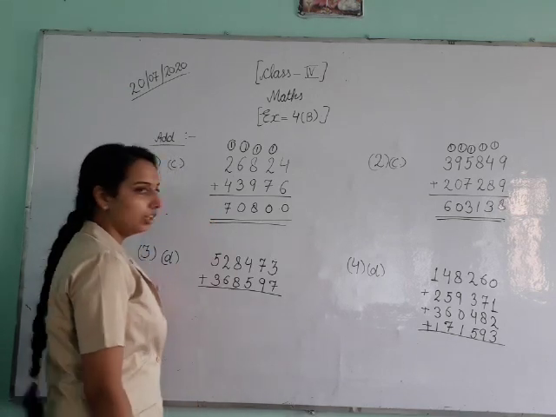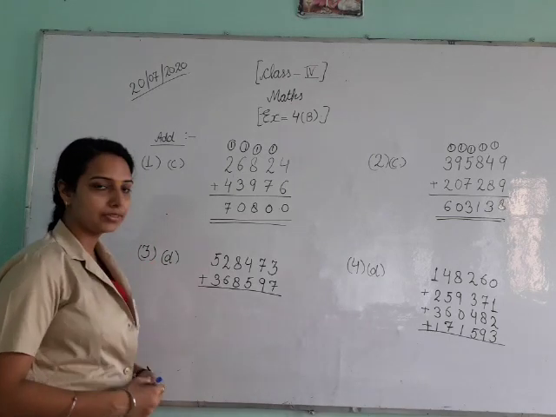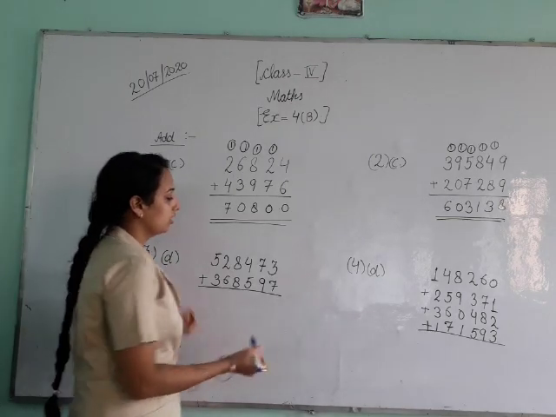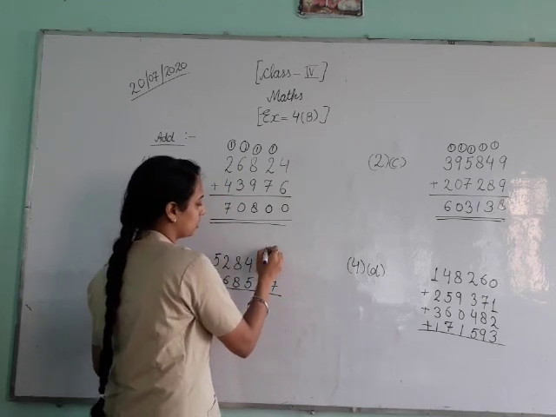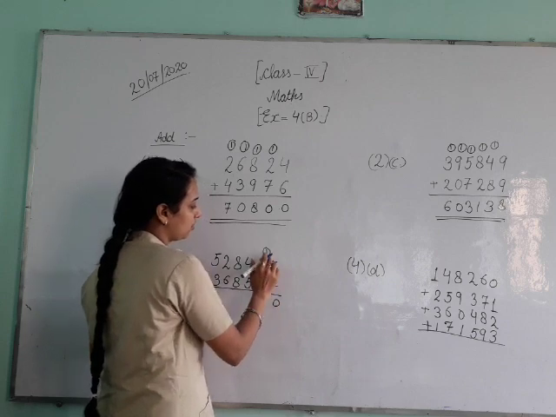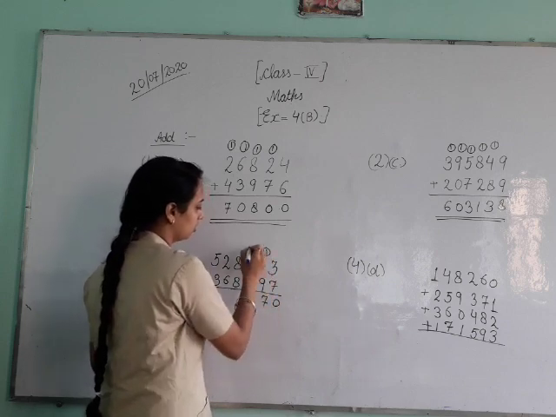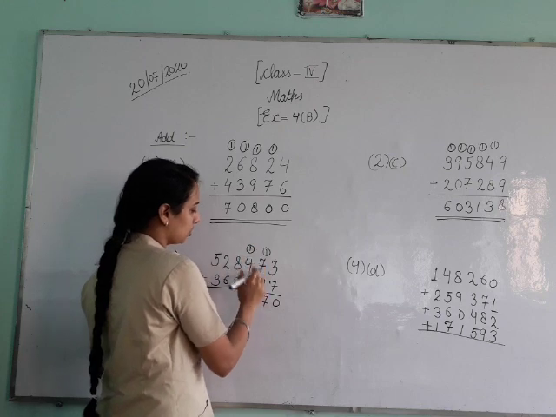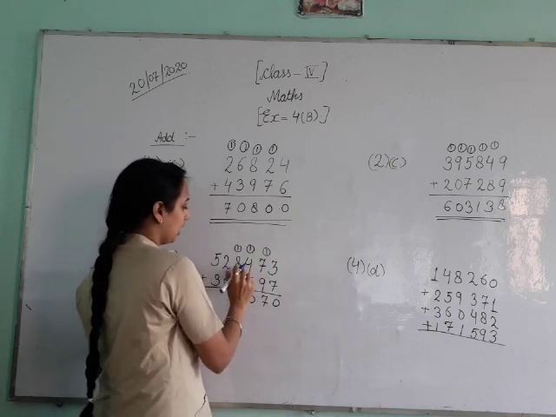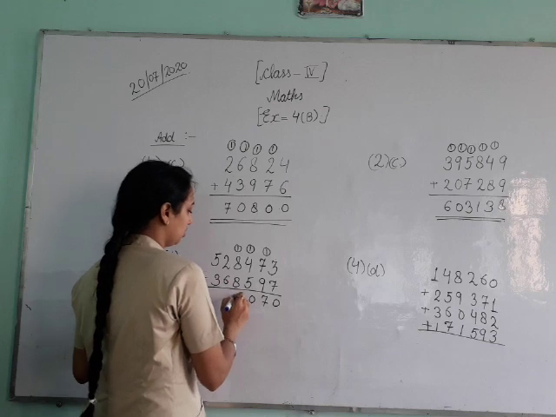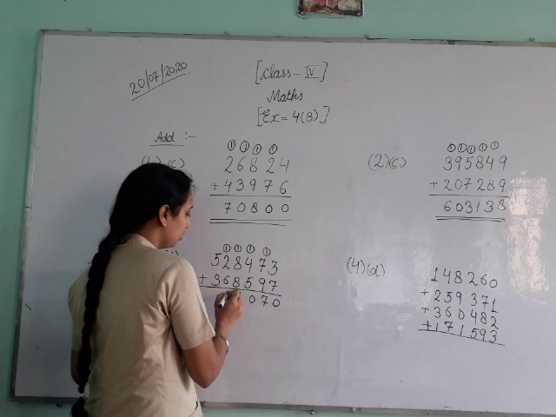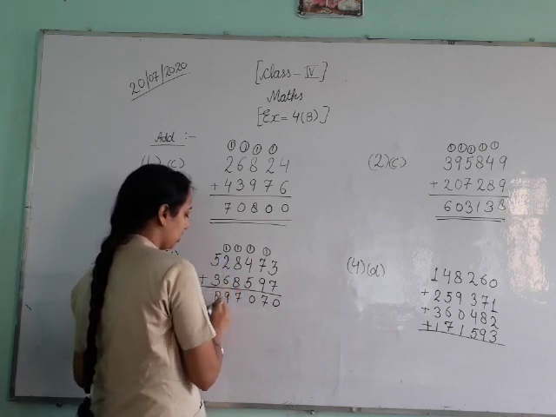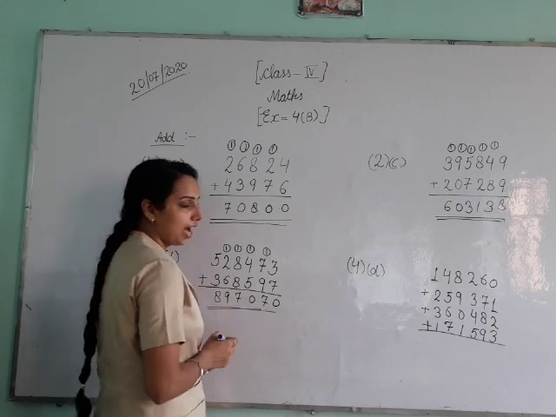Now come on to the third question, D part. Last part I am taking of all the questions. Then start doing the same as we were doing earlier. 7 plus 3 is 10. 9 plus 1 is 10 and 7 is 17. 5 plus 1 is 6, plus 4 is 10. 8 and 8 are 16, plus 1 is 17. Then 6 plus 2 is 8 and 1 is 9. And 3 plus 5 plus 3 is 8. Understood? This is your answer.